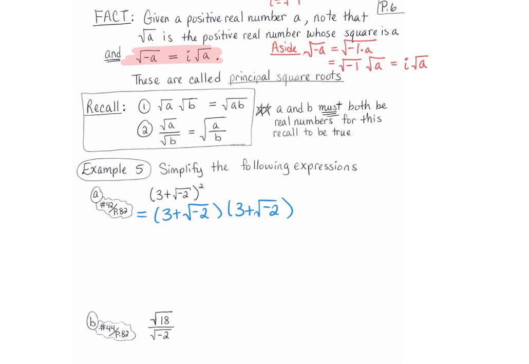And then we use the FOIL method. Okay? So then we have our first times our first plus our outer, which is 3 times what? Good. Say it loud, though. Be confident. Times the square root of negative 2 plus our inside, which is?